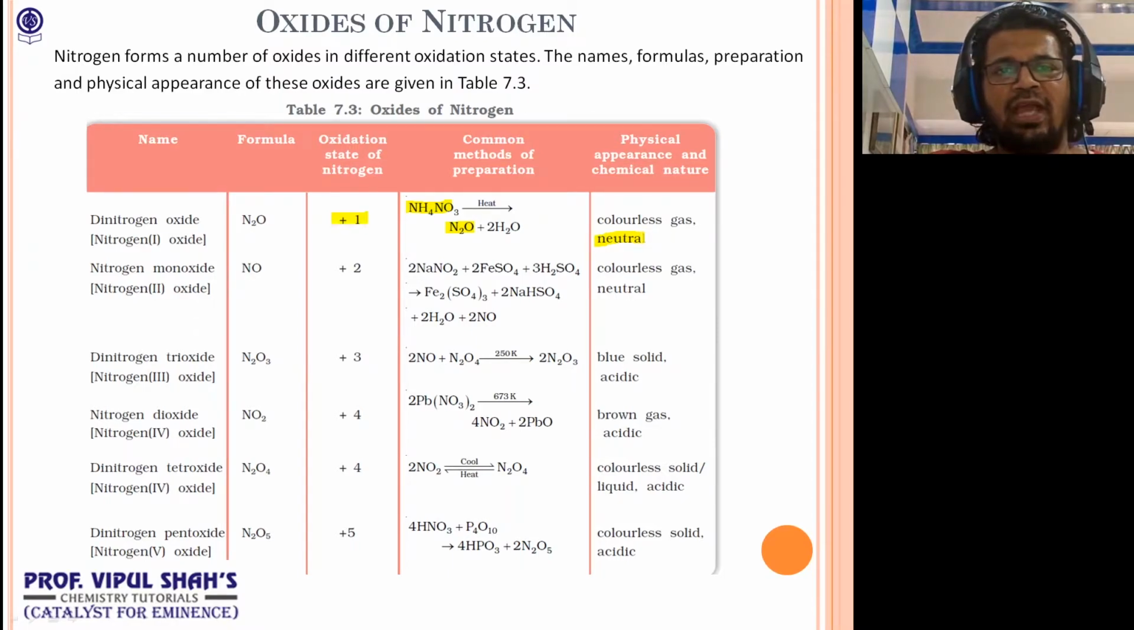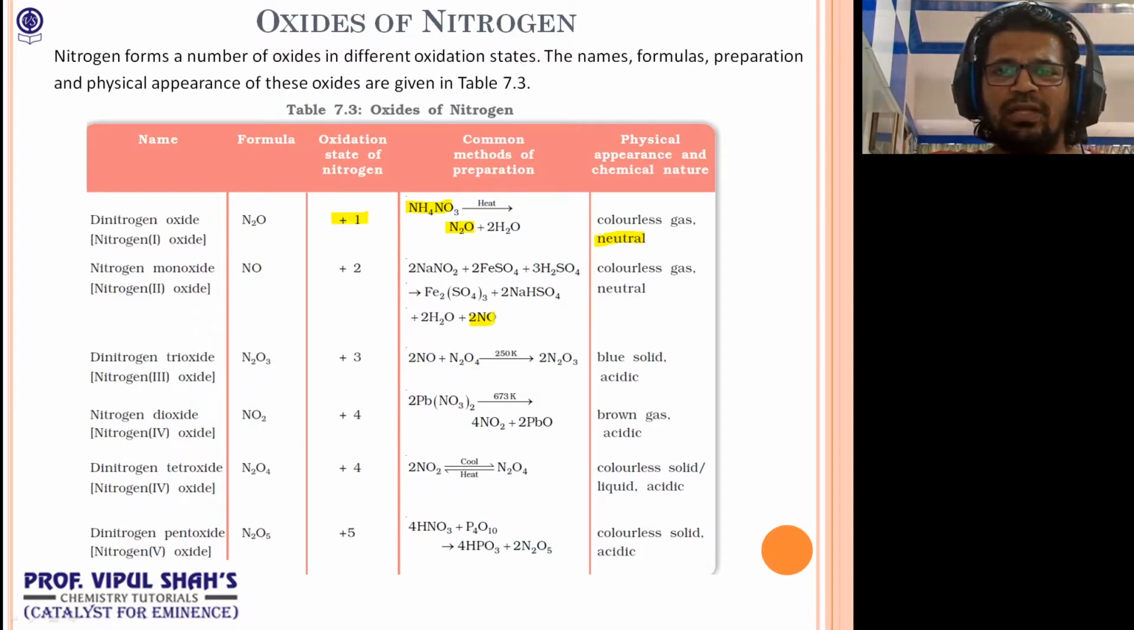Then we have NO, that's what we call nitrogen monoxide, where nitrogen's oxidation state is +2. Here it is prepared from NaNO2, that is sodium nitrite. We'll be doing an organic reaction of NaNO2. Is this clear? NaNO2 and HCl reaction, that's diazotization. So sodium nitrite with ferrous sulfate in an acidic medium: ferrous gets oxidized to ferric, and we have sodium hydrogen sulfate, and along with water we have nitrogen which gets reduced to NO, that's called nitric oxide.